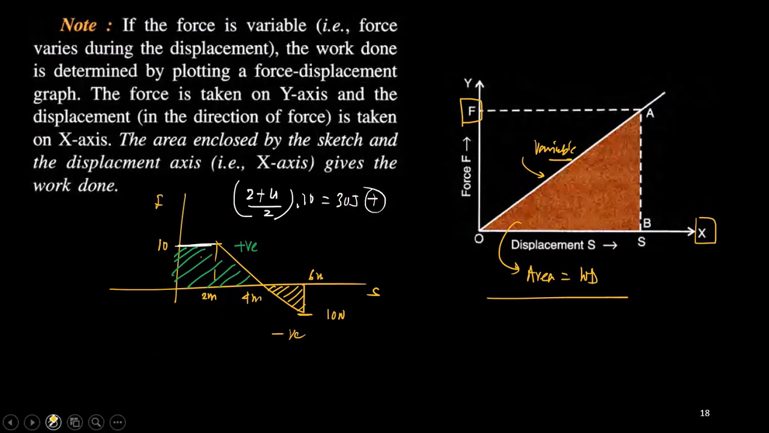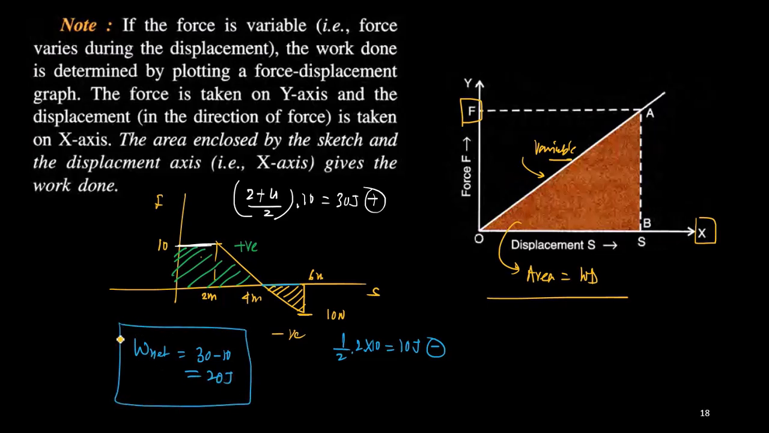For the lower part, the area is half base into height. The base is 2 and the height is 10, so half base into height is 10 joule. But that 10 joule should be negative. So the net work, W net, is 30 minus 10, that is 20 joule. That can be calculated only when the area is calculated. Once I calculate the area, that gives the work. So work may be positive or negative depending on the area. The area above the s-axis is positive, and the area below the s-axis is negative.